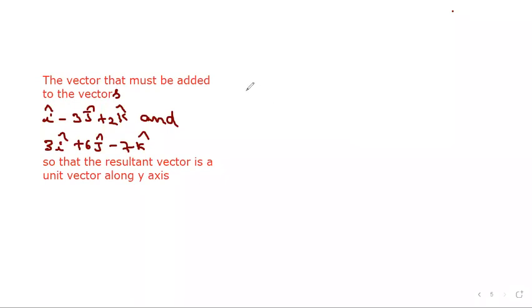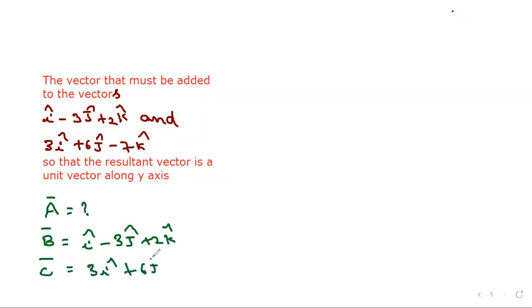Let me consider the names of the 3 vectors as a bar, b bar and c bar for my convenience. A bar we don't know, we have to find out. And b bar can be taken as the given first vector, i cap minus 3 j cap plus 2 k cap. And c bar can be taken as 3 i cap plus 6 j cap minus 7 k cap.